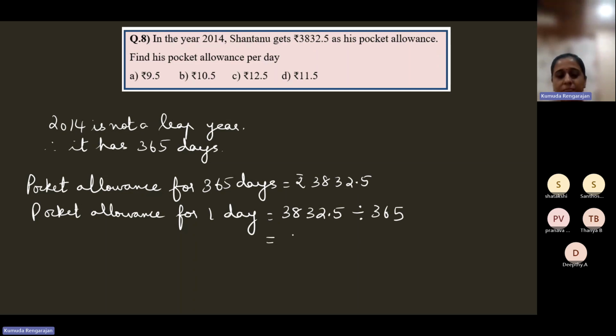Very simple. Listen carefully. First shift the decimal point. Write the number without the decimal point. This is the number without the decimal point: 38325. Now you have increased the number, right? By removing the decimal point, you've increased the value of the number, because the number was actually 3832 point 5, but now its value is 38,325.